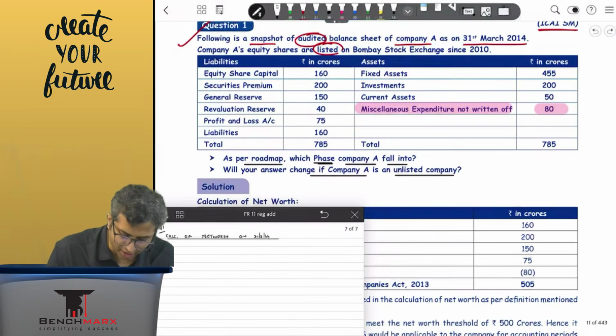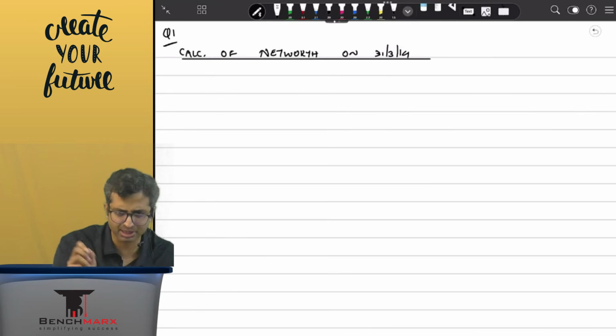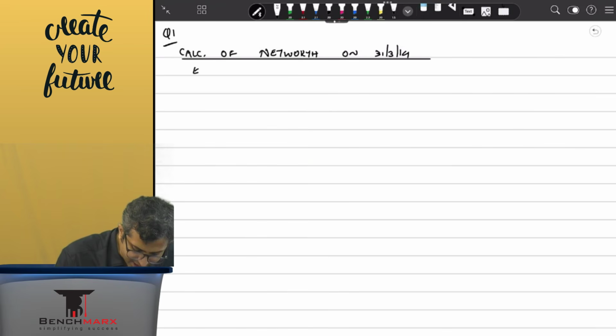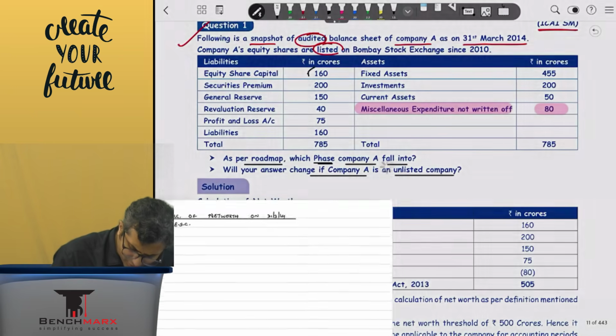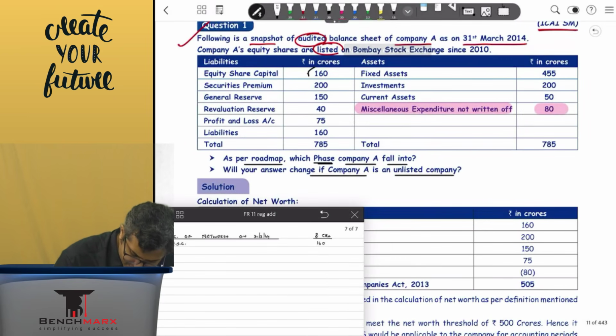What all will come under net worth? Will share capital be there? Yes. So for the time being, we can write it in short in your notes. That's fine. Exam में full form लिखेगा. So we'll have ESC, which is equity share capital. This is rupees crores 160. Achha, if there was preference share capital, would you have taken that as well? Yes. So this is 160 plus securities premium.